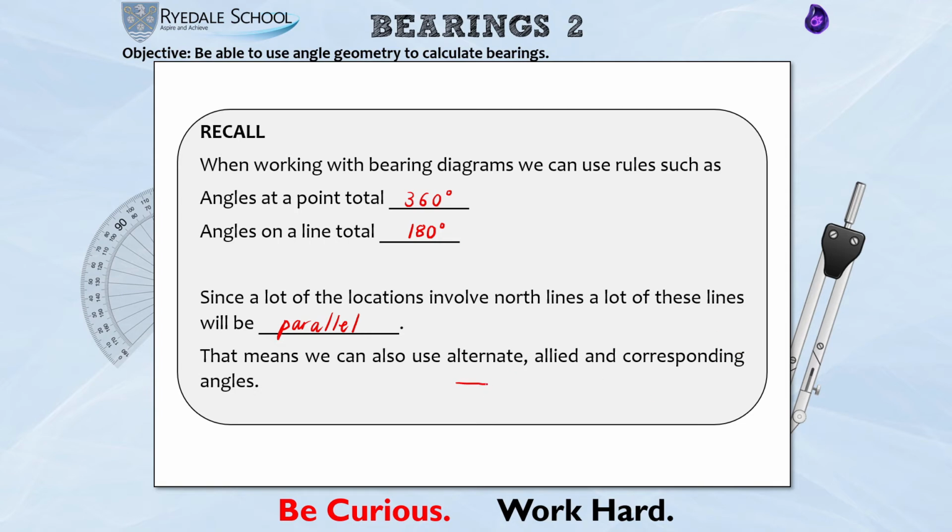Just to remind you, if you can't remember your alternate angles, they are the ones that look like that, where the alternate angles are the same. We've got some allied angles. Allied angles, sometimes called supplementary angles as well, are these two angles here, and they add up to 180 degrees in parallel lines. And we've also got the corresponding angles, which are those ones there, and they are equal.